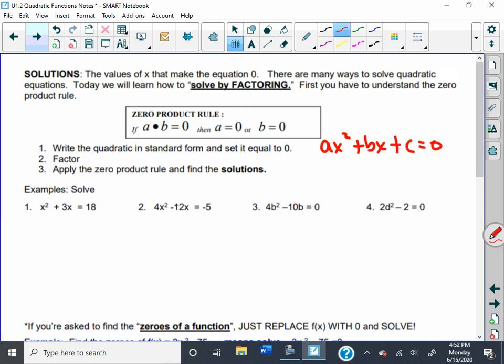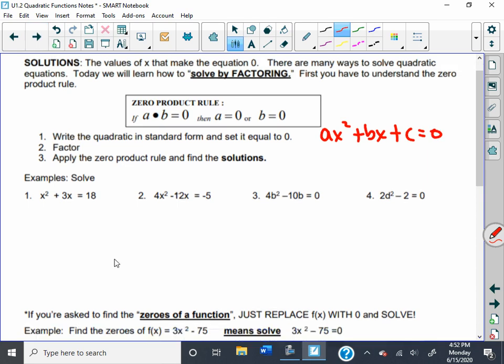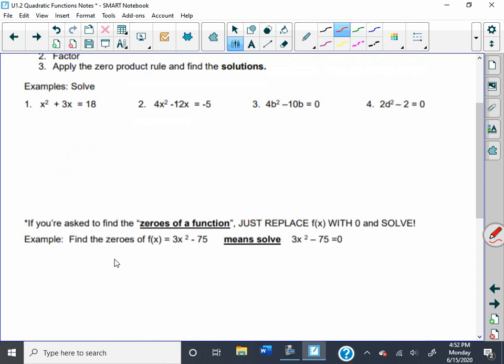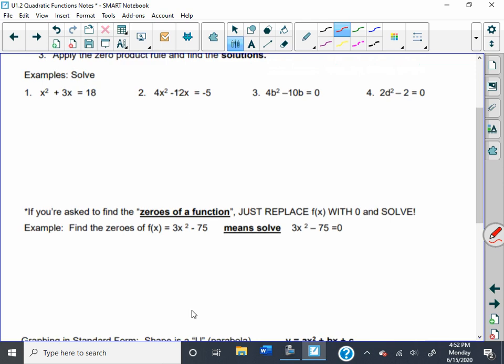All right, so again, standard form ax squared plus bx plus c equals 0. And we're going to factor it using one of the methods that we just used, and then we'll apply this zero product property rule to solve it. All right, so let's go ahead and solve each of these. So the first thing we have to do is make sure the equation equals 0 and it's in standard form. I'm going to subtract 18 over first. All right, so x squared plus 3x minus 18. There's no like terms. We can't combine anything together.